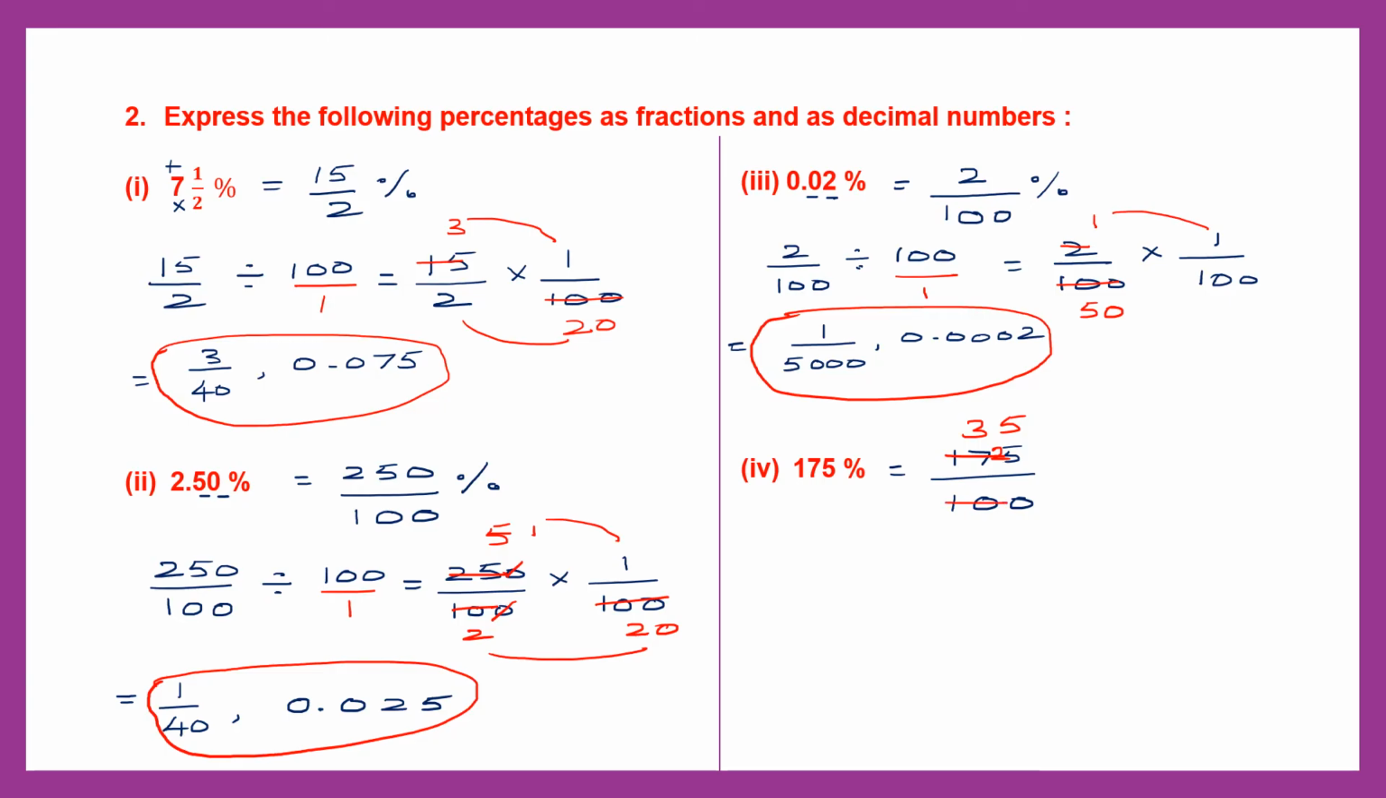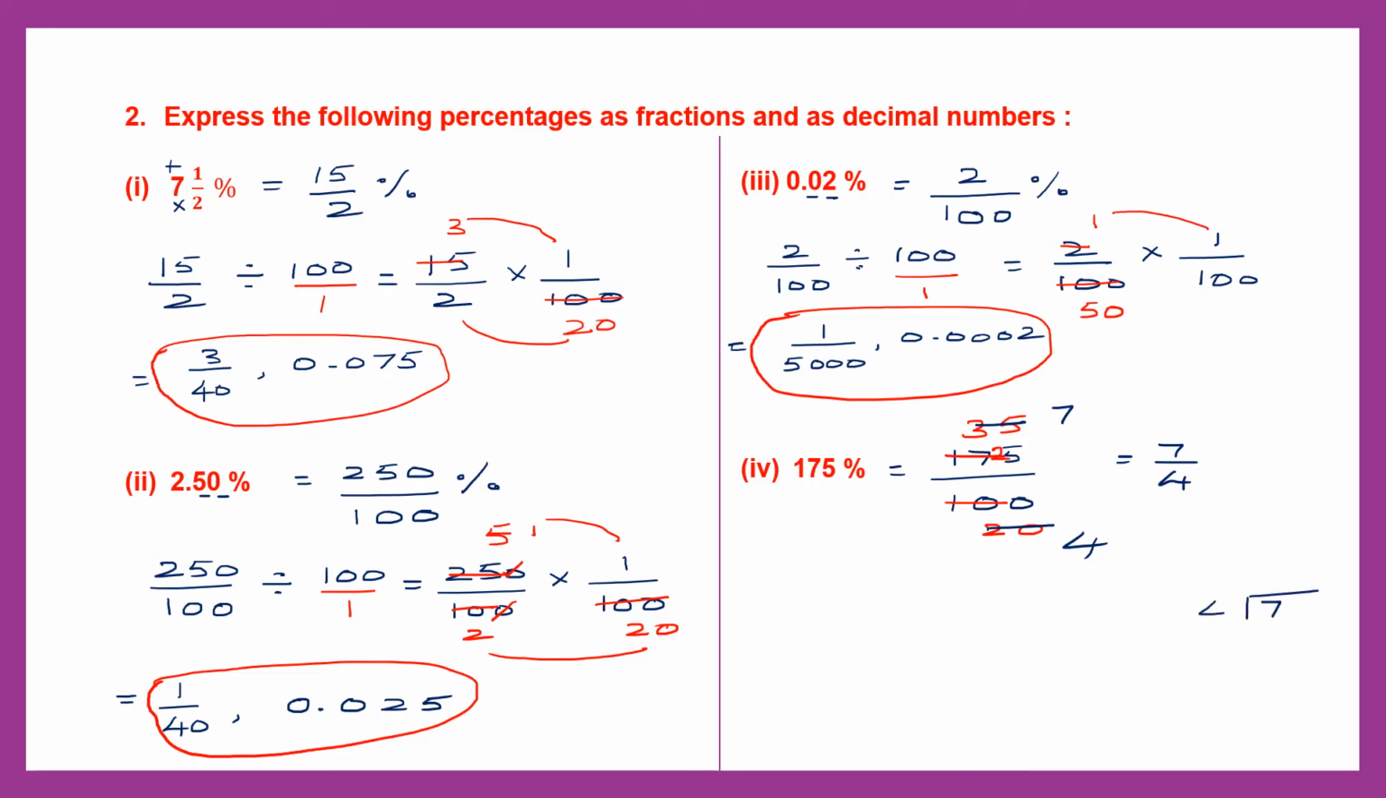Here also 5 twos are 10. Add the 0. Now we have 35 by 20. We can still reduce it by 5. 5 sevens are 35. 5 fours are 20. So here we have 7 by 4, which is an improper fraction. We're going to convert it to a mixed number.